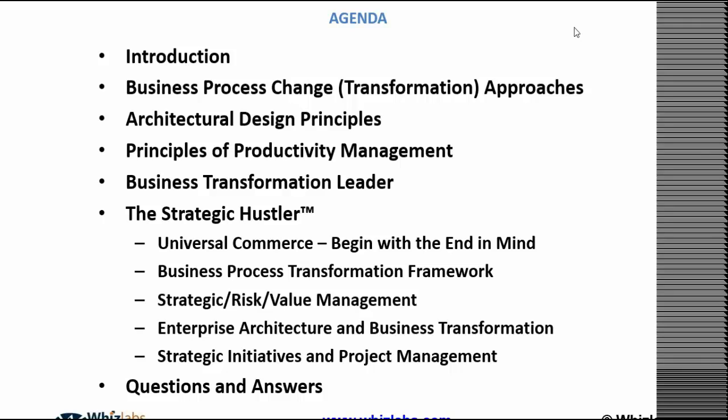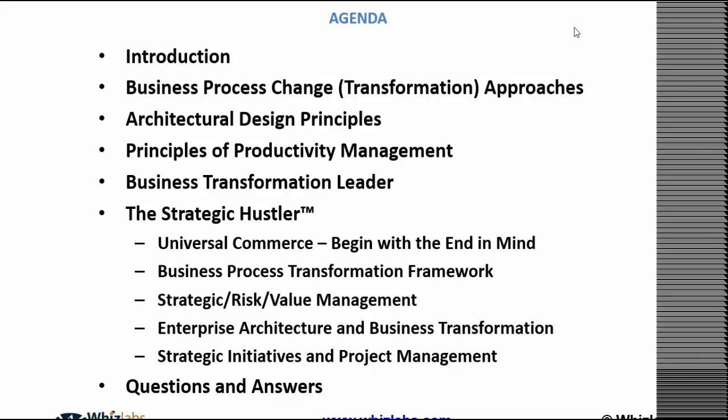I'll then talk about a business transformation leader. There are different types of transformation leaders based upon the amount of transformational leadership and business involvement that they have. And then I'll talk about this new 21st century leader called the strategic hustler. The components within that person would be universal commerce, looking at the framework for business process transformation. We'll look at various management disciplines within that framework: strategic, risk, values, project management, just to name a few. Then I'll talk briefly about the enterprise architecture and how all that ties together.